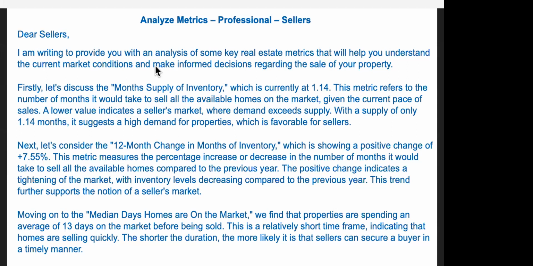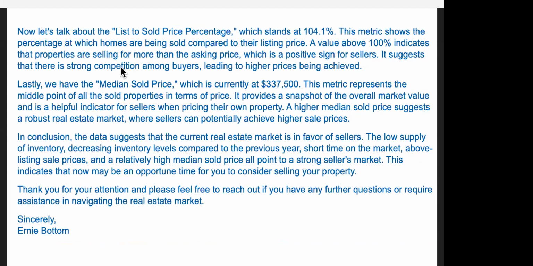So again, taking a look at the professional version, I'm ready to provide you with an analysis of some key real estate metrics that will help you understand the current market. First, let's discuss the month supply of inventory. Next, let's consider the 12-month change in months of inventory, and then moving on to median days on the market. And then we have the list to sold price. And then in conclusion, the data suggests that the current real estate market is in favor of sellers. So again, you can see it's a professional presentation, professional analysis.